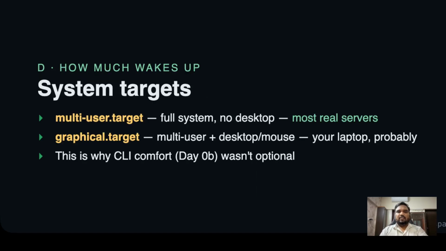Last idea. A Linux machine can boot into different targets. Think of it as how much of the system wakes up. You will meet these immediately when we visit day one. Multi-user target: a full multi-user system with networking and services running, but no graphical desktop. This is what almost every real server runs on. Nobody pays for a GPU and a desktop environment on a machine nobody ever sits in front of. And graphical target: everything multi-user has, plus a full desktop environment with windows and a mouse. Probably what your own laptop boots into.